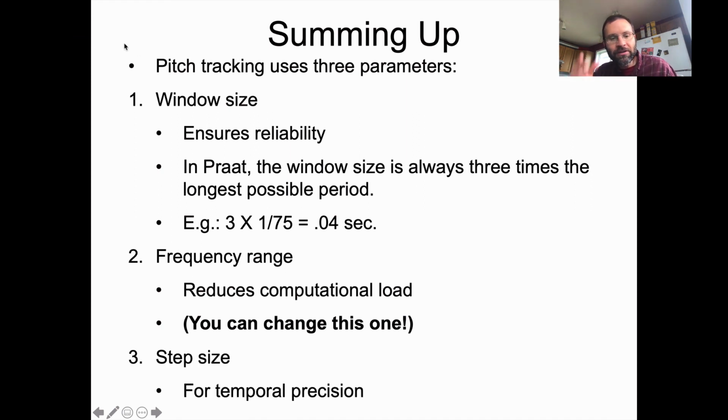There's also what is called step size, which is how many steps you take in between each measurement of F0. That just gives you different amounts of temporal precision in the pitch contour you produce. You can't really tweak that one in Praat, but in theory, if you're creating a pitch tracker from the bottom up, you could do that. I think I've said enough about this for now, so I'm going to stop there.